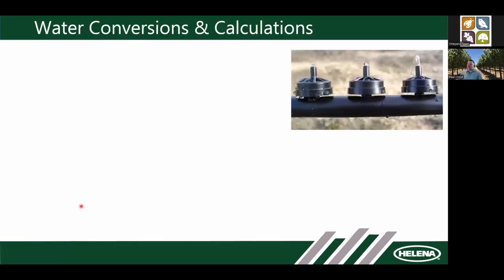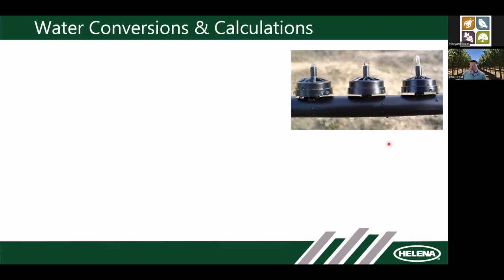So let's talk about these water conversions and calculations, because as you can see in this picture, these are Netafim pressure compensating emitters, probably the most common emitter on the market. The challenge is, if you look at these three emitters, these are three different flows. There's a 1/2 gallon, there's a 1 gallon, and then there's a 2 gallon per hour emitter.